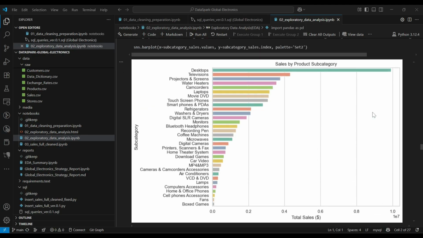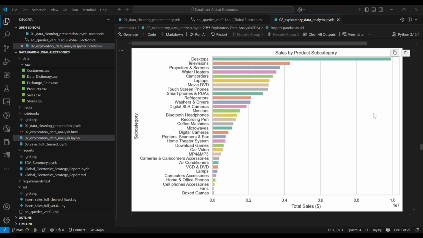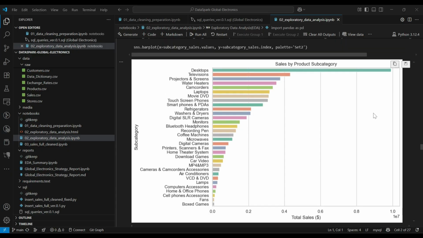Sales by product subcategory. Insight: desktops lead all subcategories by a large margin, followed by televisions, projectors, and water heaters. Observation: some accessories and niche items, for example fans, boxes, and games, show minimal sales. Actionable insight: focus inventory planning on top-selling subcategories. Consider bundling or discontinuing underperforming subcategories to boost movement.